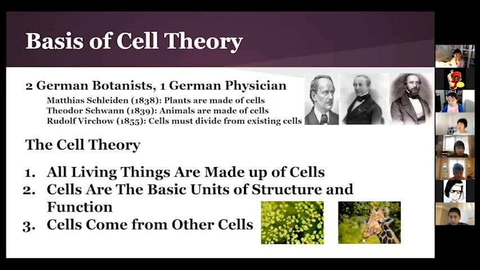So basically, they came up with certain theories for cells. Here, our friend Mathis came up with a theory that plants are made of cells, which is actually true. Plant cells are a little bit different from animal cells, as we will see later on in the lesson. Then Theodore over here also learned that animals are made of cells, which is correct. So you and me are actually made of cells. And then we have Rudolph, and he realized that cells must divide from existing cells. Now, what happens when cells don't divide properly? Well, it creates cancer. And we'll talk about that in a future lesson.